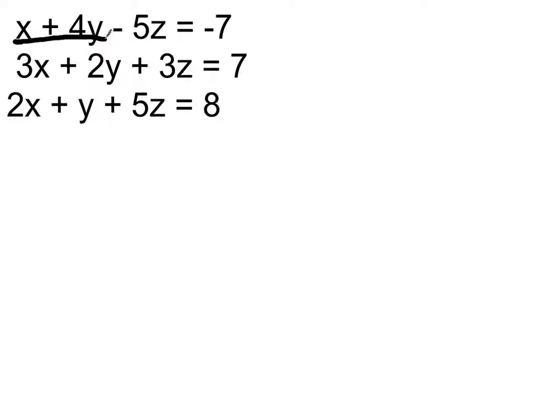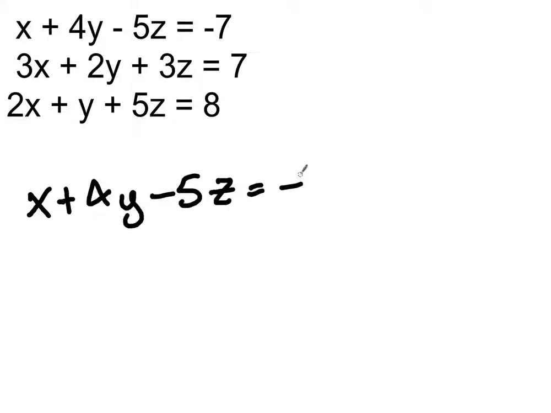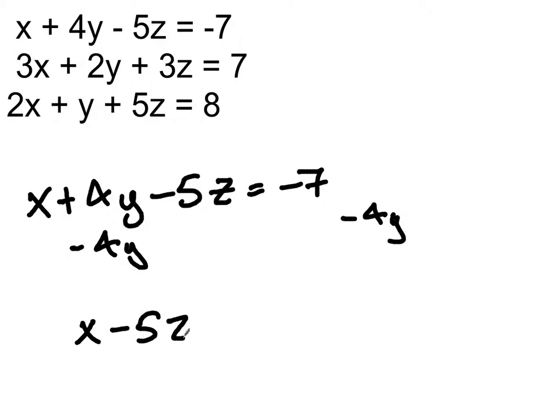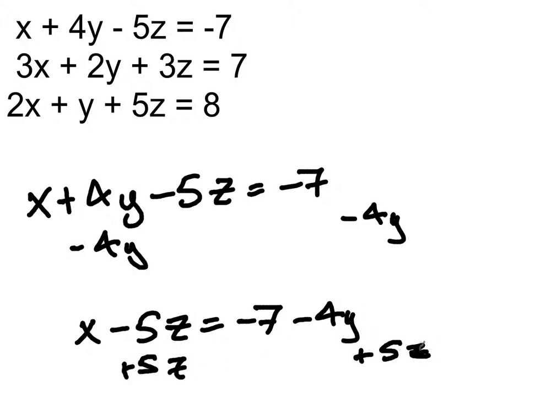I'm going to use this equation right here to solve for one of the variables. I'm going to solve for x because it's the easiest one to solve for since its coefficient is 1. So let's go ahead and solve for x. If you have x plus 4y minus 5z equals negative 7, if you subtract 4y from both sides, you get x minus 5z is equal to negative 7 minus 4y. And then if you add 5z to both sides, you get x is equal to negative 7 minus 4y plus 5z.